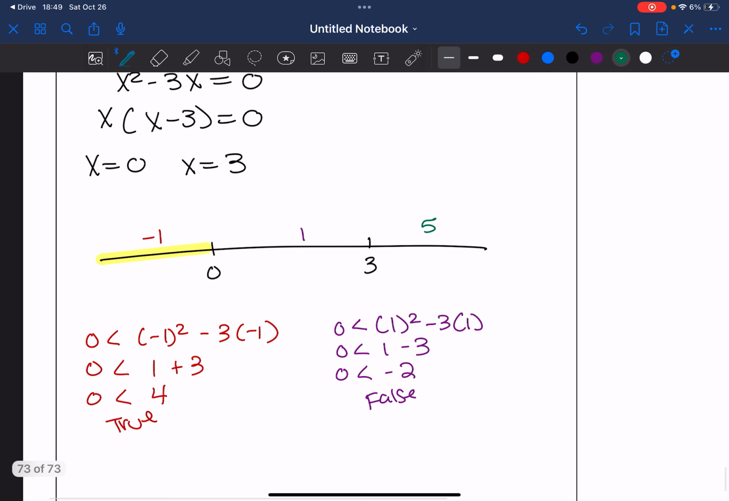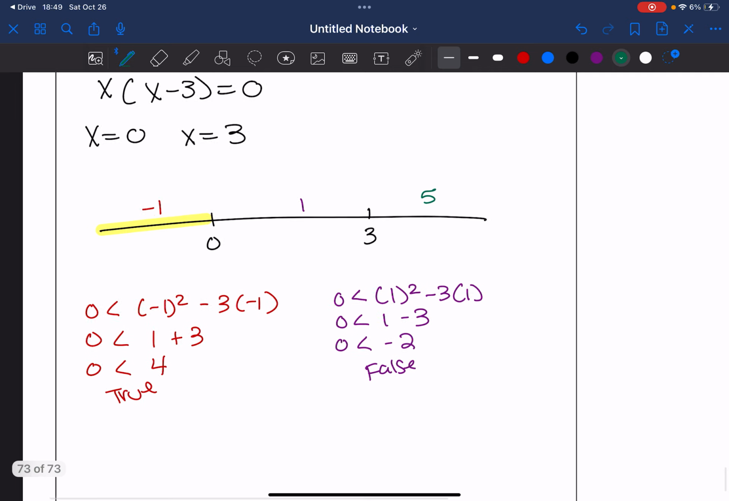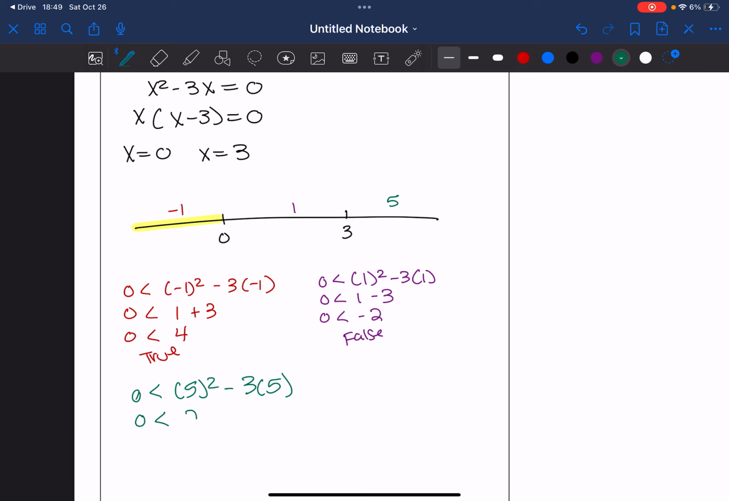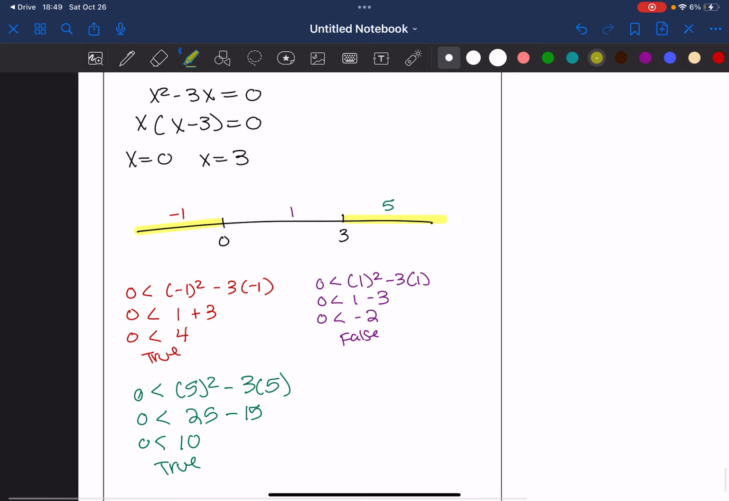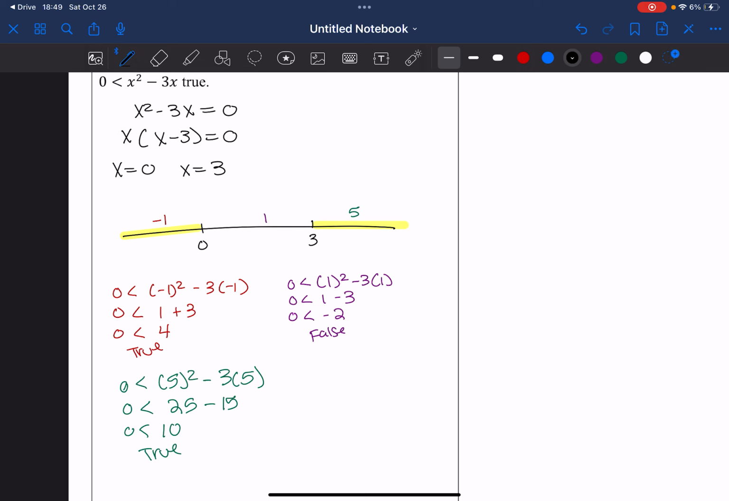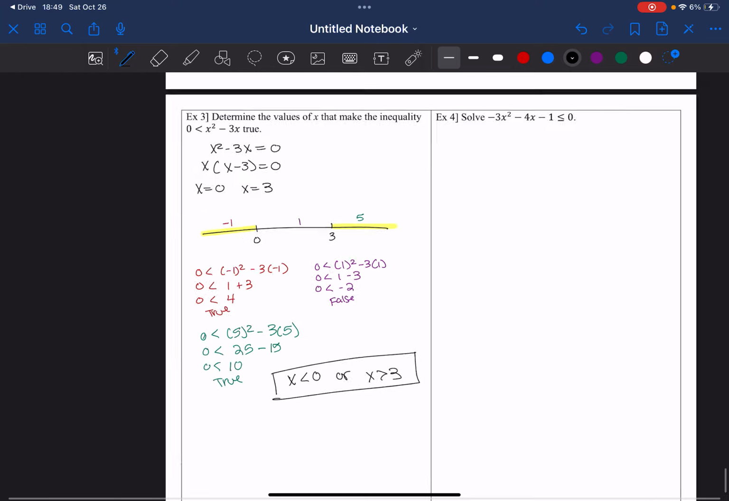And then lastly, I'm going to test number 5. And number 5, I do 0 is less than 5 squared minus 3 times 5. So I have 0 is less than 25 minus 15. 0 is less than 10. This is a true statement, so I'm going to shade. Okay. And my original inequality is just a less than sign. So I have x is less than 0 or x is greater than 3, and that is my answer.